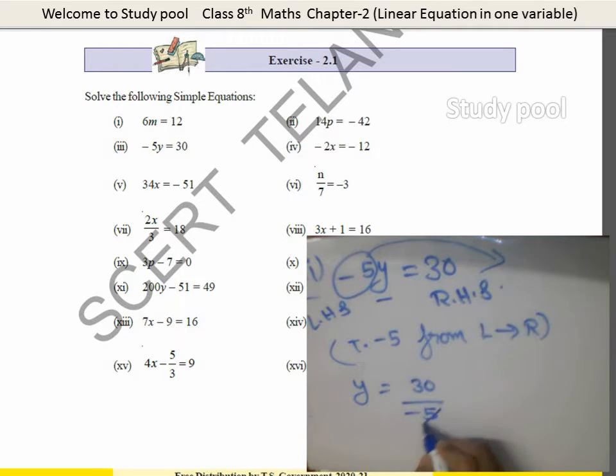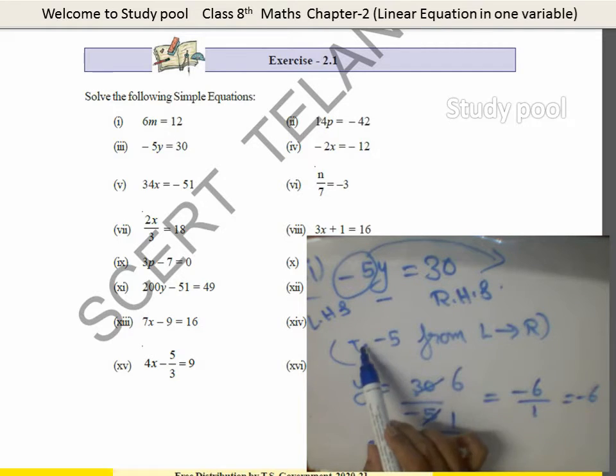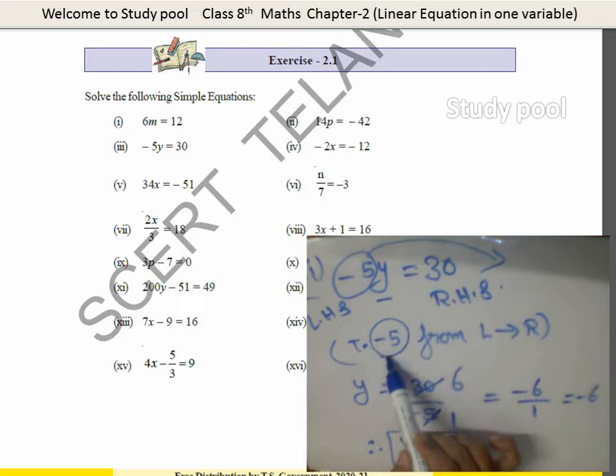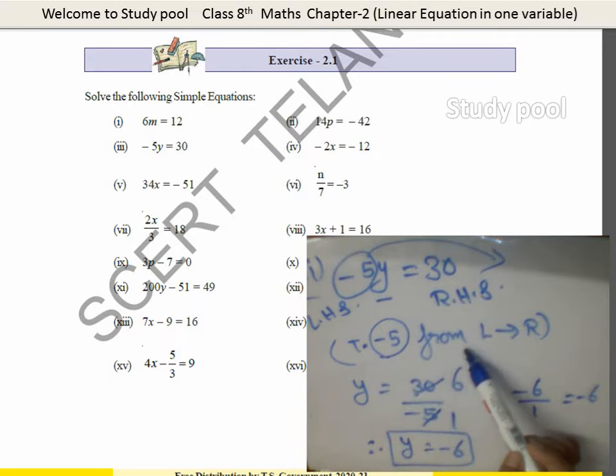Now what happens? 5 ones are 5, 5 sixes are 30. So minus 6 by 1 is nothing but minus 6. Therefore y is equal to minus 6. You got? We will do the next one. Similarly we have to do completely, but here see what is meant by T. Don't confuse. T means transposing. What we have to transpose? Minus 5, from LHS to RHS. Now we'll see the next one.